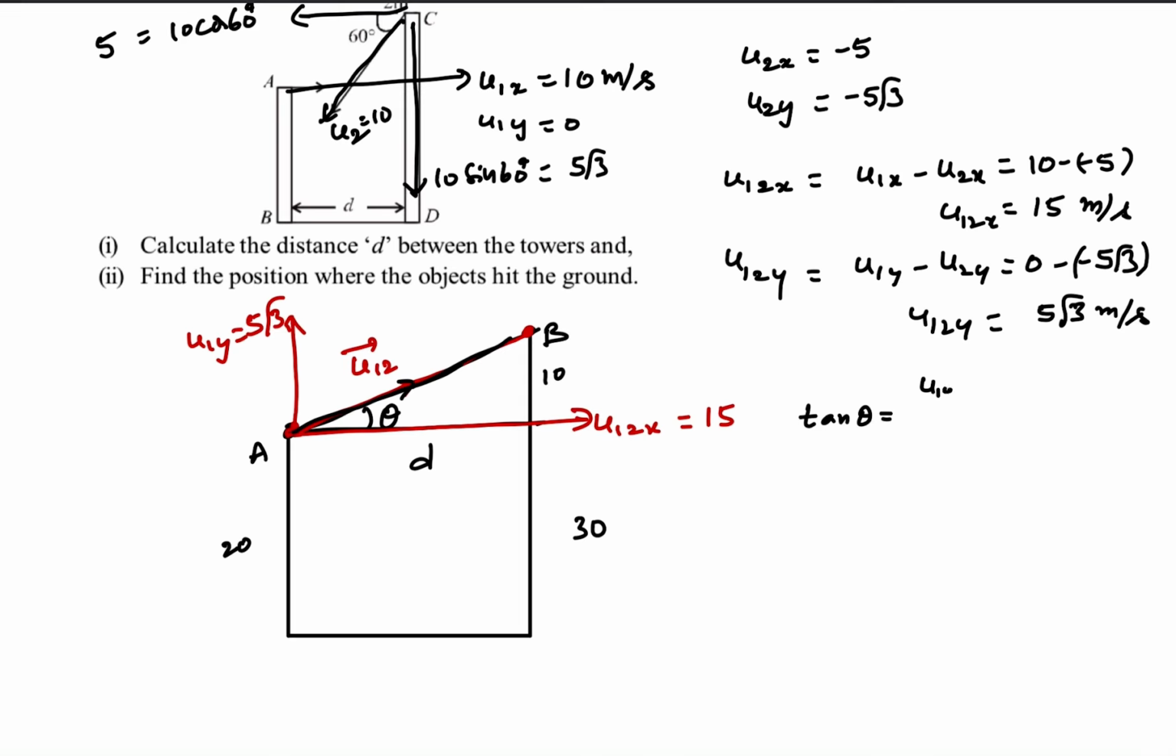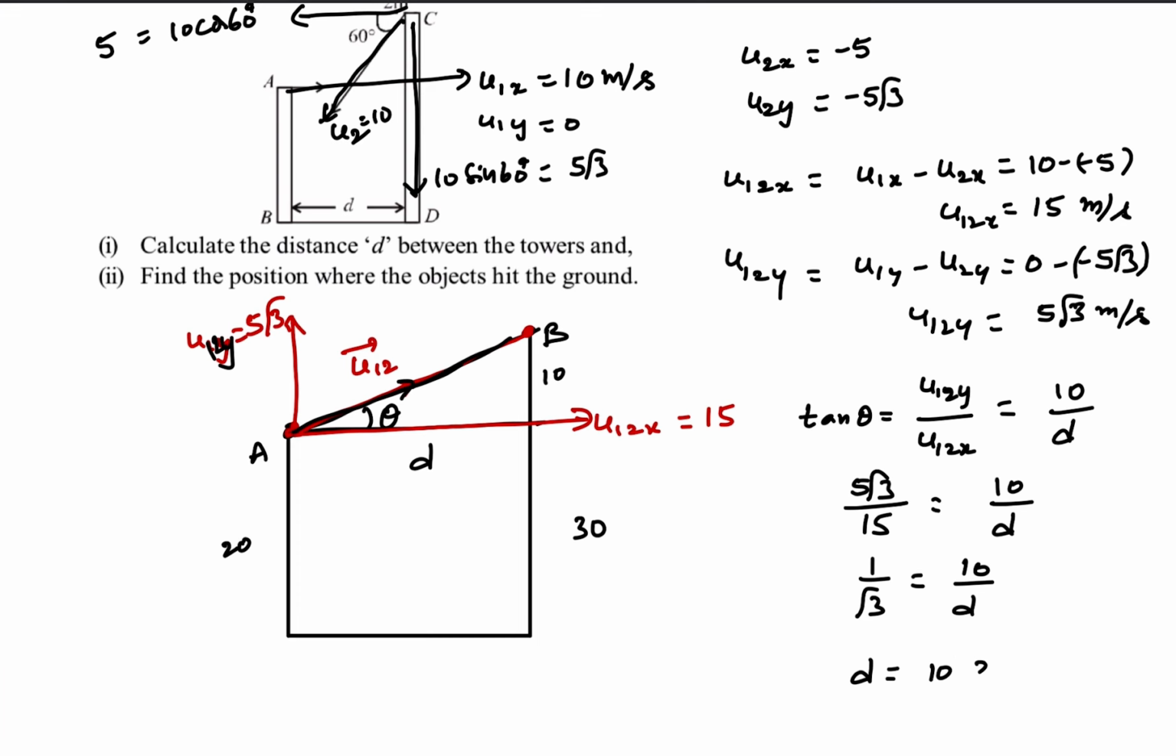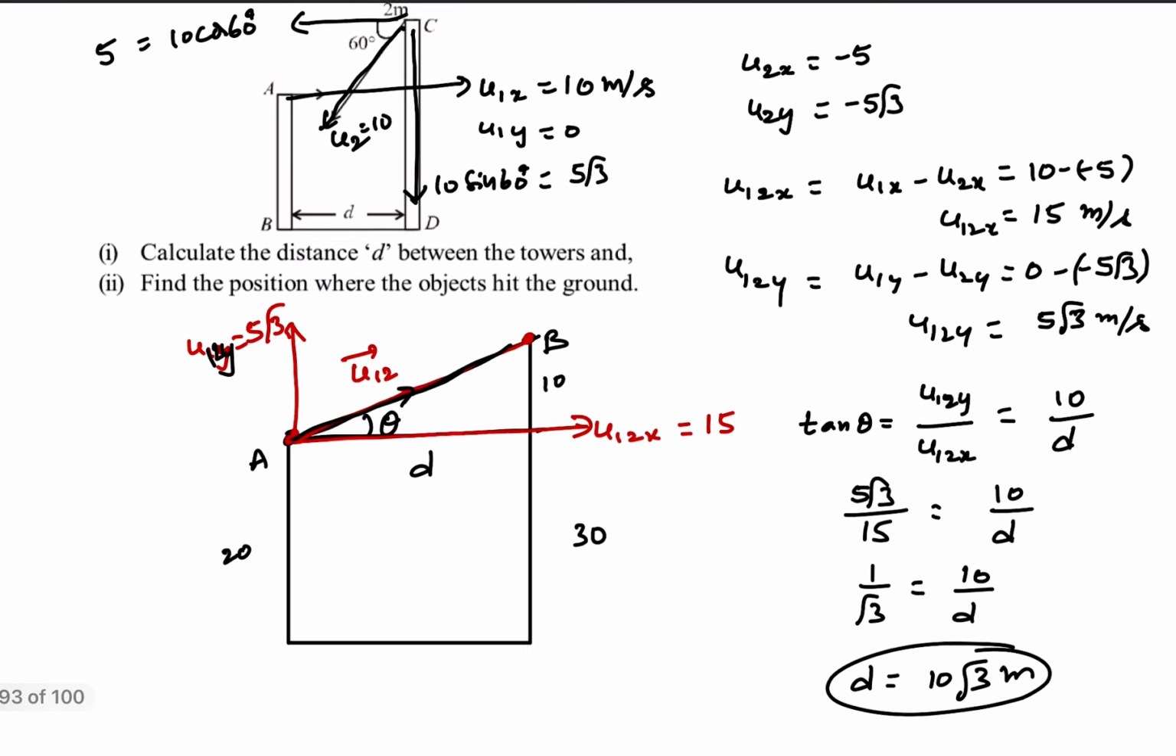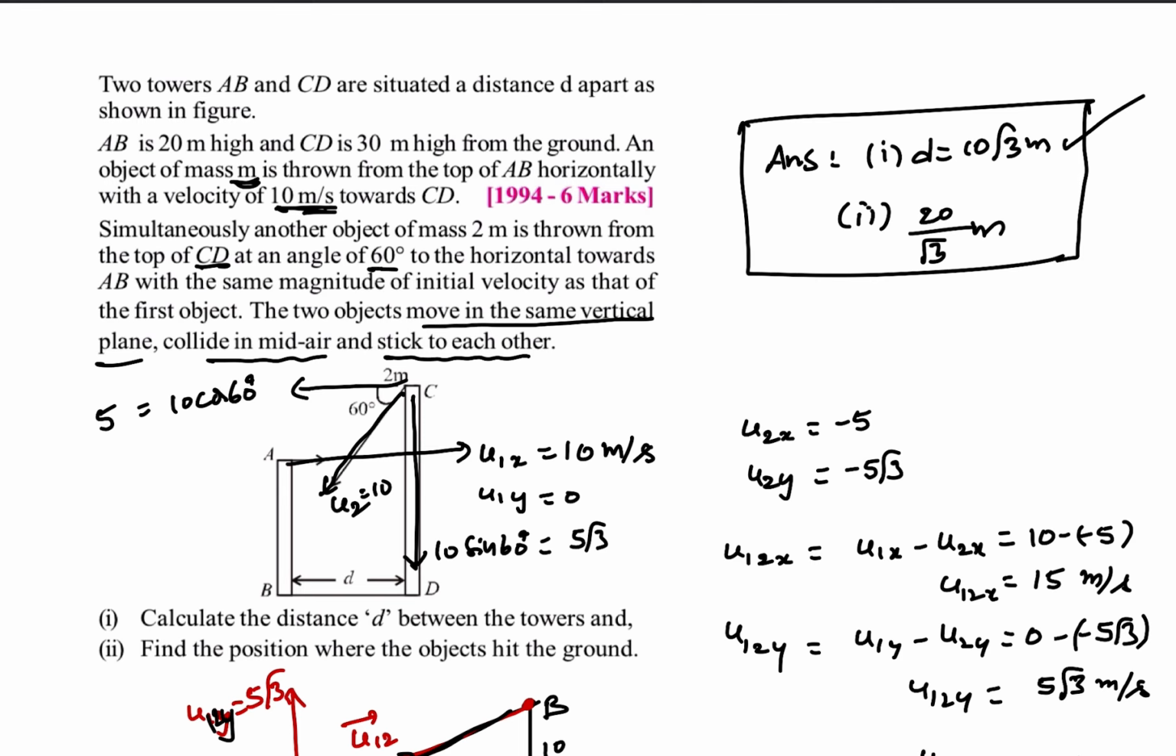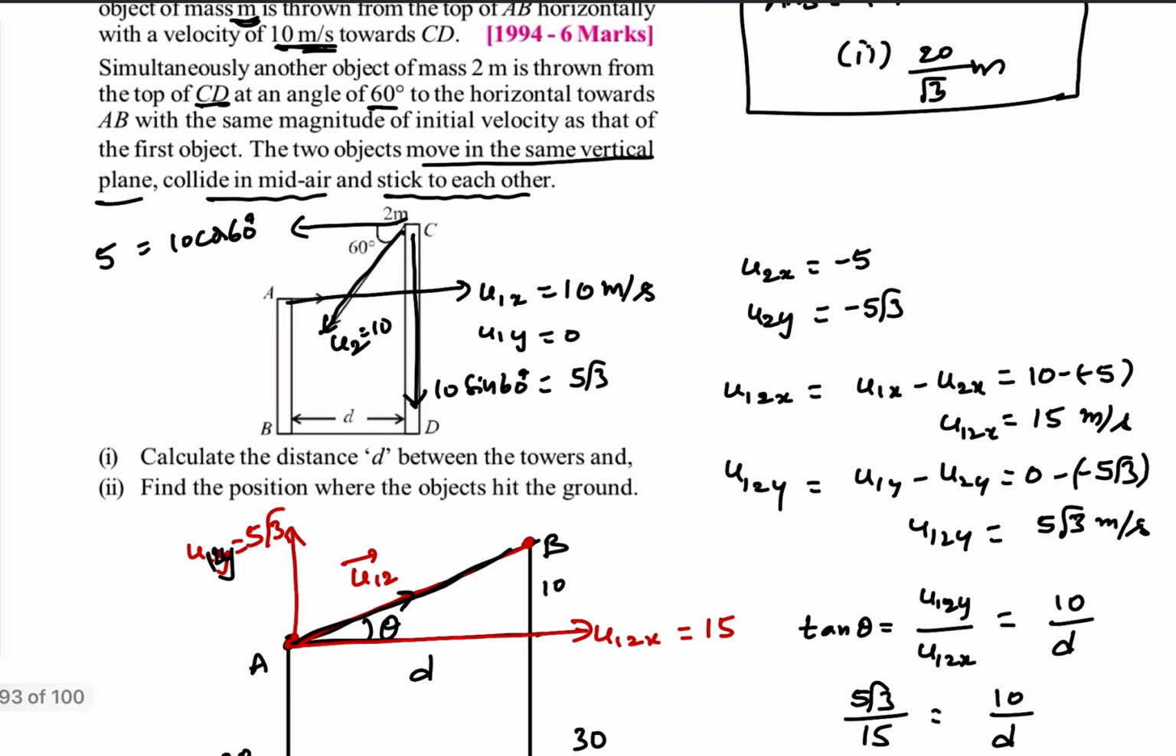So tan theta is equal to u12y divided by u12x, which is equal to 10 divided by D. Now u12y divided by u12x is 5 root 3 divided by 15, equal to 10 divided by D. I get 1 by root 3 is equal to 10 by D, so D is equal to 10 root 3. This is my distance between the towers. So 10 root 3 is the answer, approximately 17.3.